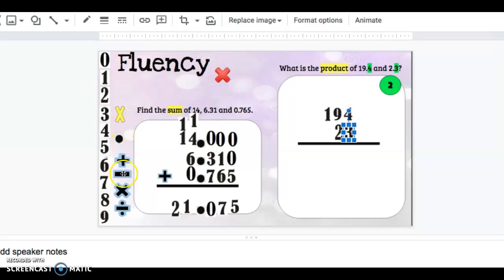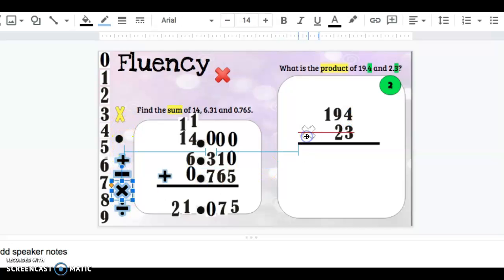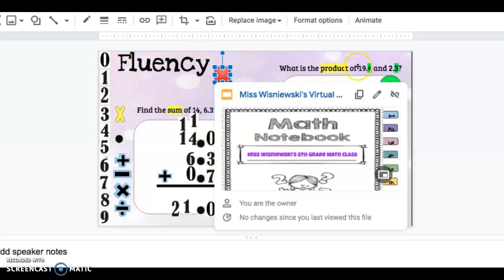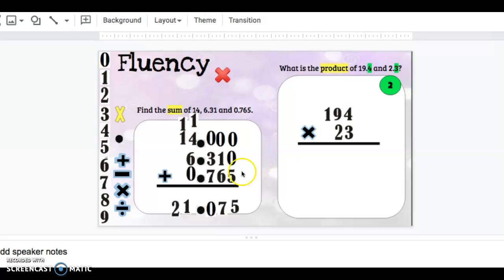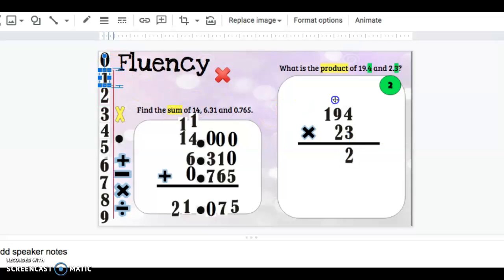And then I am multiplying. Now, again, if you struggle with multiplication, you have your multiplication table that you can click on and open up. But if you're good with your facts, then let's begin. 3 times 4, 12. So I put my 2 underneath the 3, and I bring up my 1 to the 9.